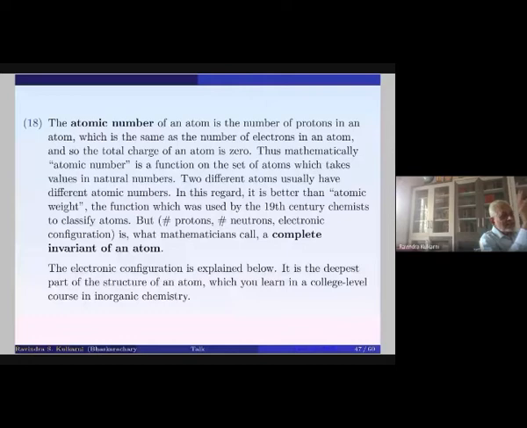Two different atoms usually have different atomic numbers. This is a very subtle point, I do not go into this. In this regard, it is better than atomic weight. First, the 18th and 19th century chemists ordered the atoms according to atomic weight. But now, after understanding of electrons and protons, we just say the number of electrons in an atom is its atomic number. And this function is better than the atomic weight.